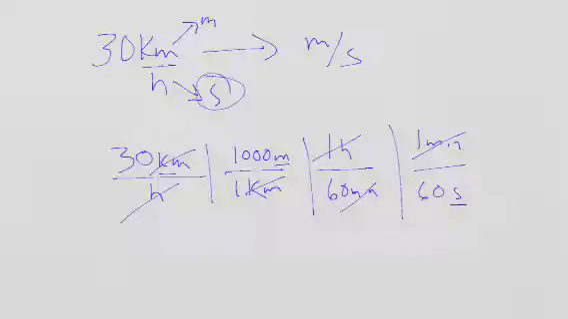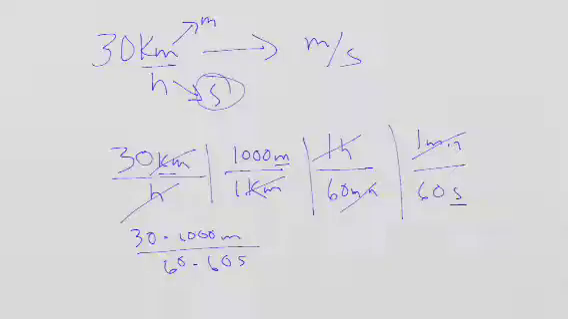So the way this works is you multiply everything that's on top of these fractions together, and you divide it by the multiplication of everything that's on the bottom. So in this case, it's going to be 30 times 1,000 meters divided by 60 times 60 seconds.